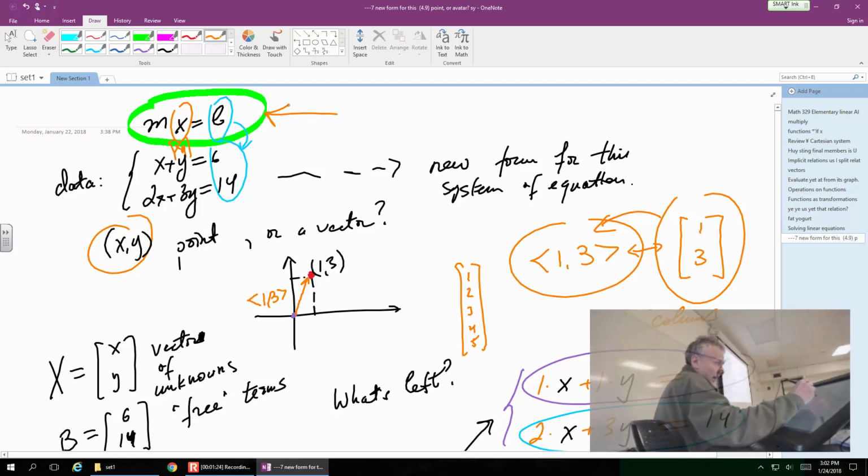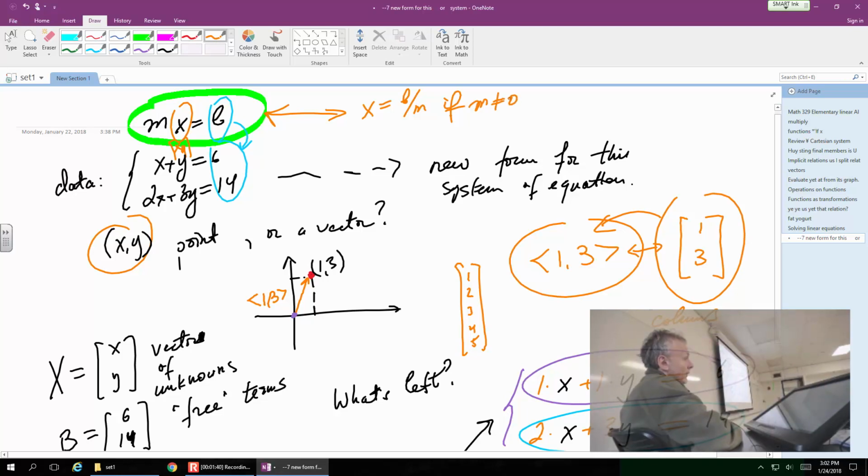So the solution is, let's step back to that, and it seems such an easy solution, but just to say that x is equal to b over m if m is not equal to 0. Okay, so that would be almost the complete solution of this equation, of linear equation of dimension 1.